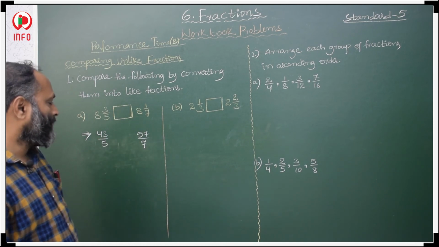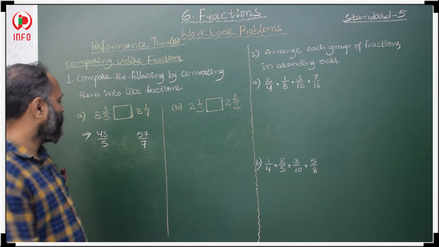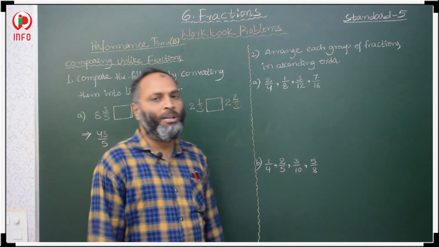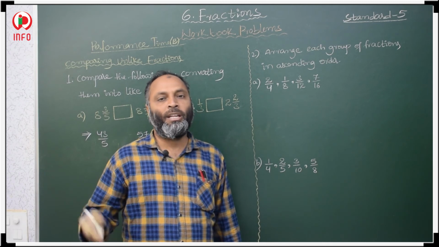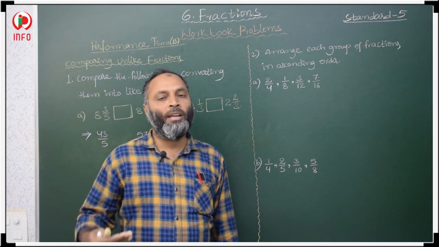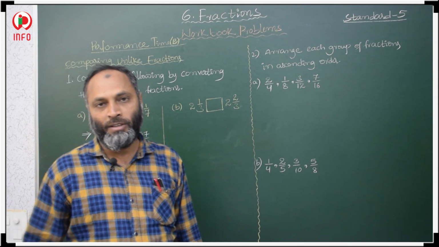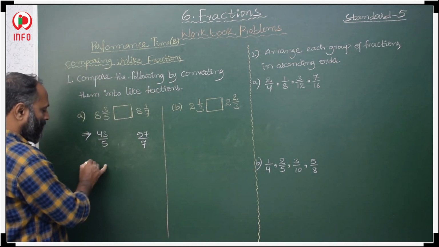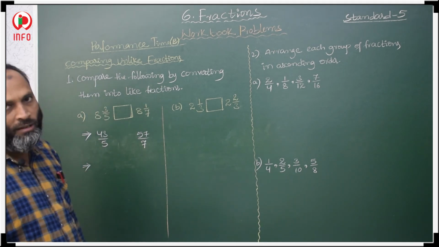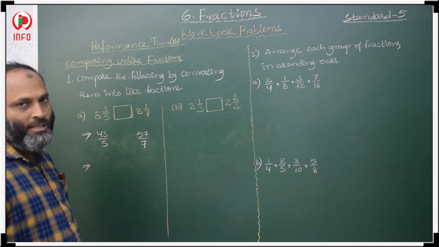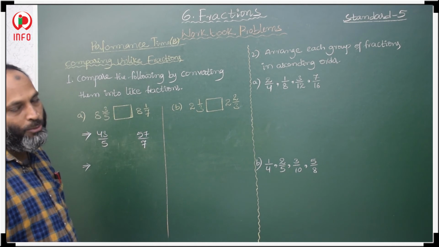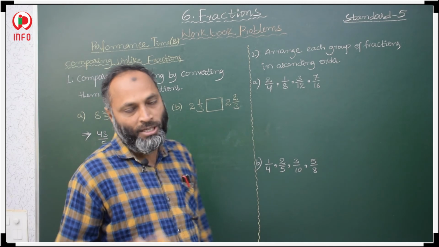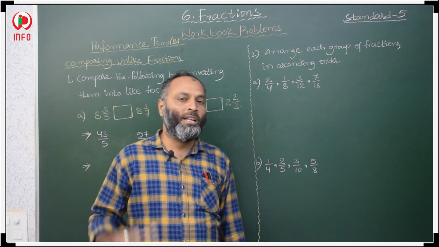Then how to decide which one is bigger and which one is smaller? By doing cross multiplication, or otherwise by converting the unlike fractions into like fractions, that is your wish. Any one method you can apply, either cross multiplication or taking the LCM. Cross multiplication we already did, so here it is better to go for LCM.